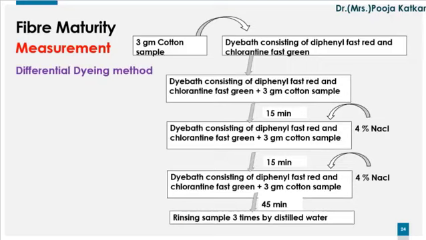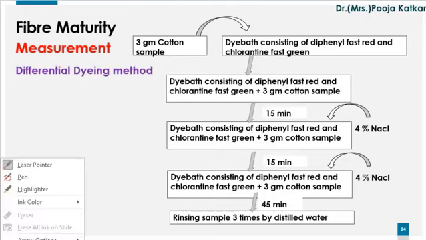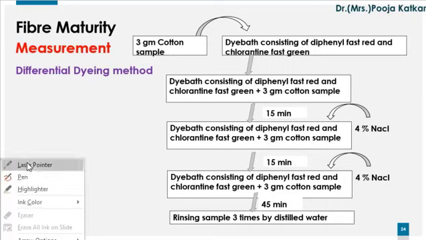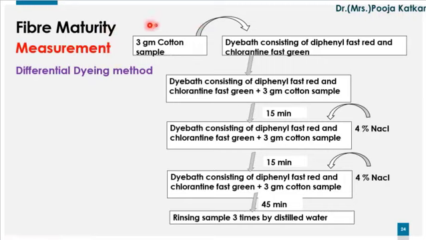The third method for measurement of maturity is the differential dyeing method. This is an indirect method to assess maturity of cotton fiber. In this method, first of all, we need to select a sample. A 3 gram representative sample is required to be collected from various zones, and the sample is inserted in a dye bath containing 2 different dyes. First is diphenyl fast red and second is chlorantine fast green.